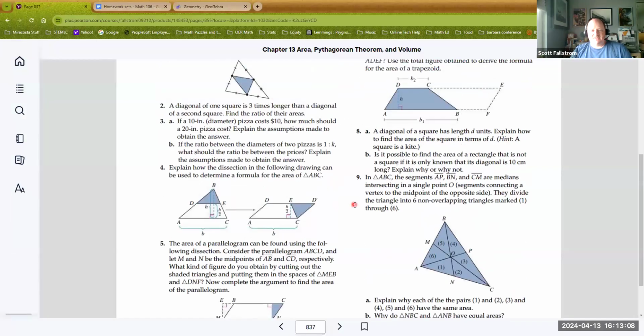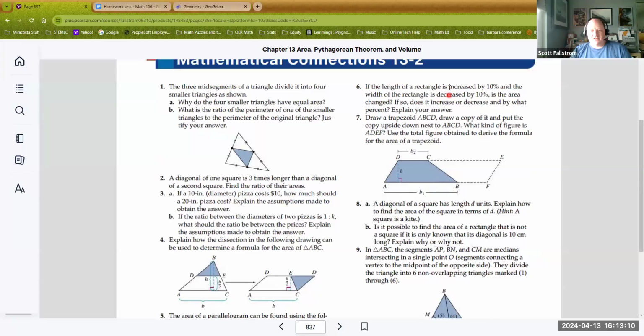Okay, we'll do 6, 7, and then 11. So 6, the length of a rectangle is increased by 10%. The width is decreased by 10%. Is the area changed? If so, does it go up or down? This ties back into what we did in prior chapters. And I said it's going to keep coming. Here it is yet again.